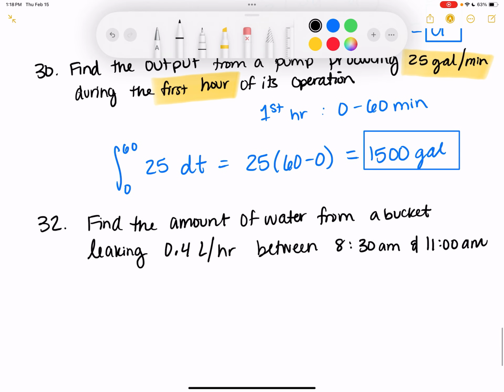Okay. So this is going to be the integral from 8:30, or I've said 8:30, from 8.5 to 11 of 0.4 dt, still dealing with time, is equal to what? 0.4 times 11 minus 8.5. If we do that, we will get 1 liter.